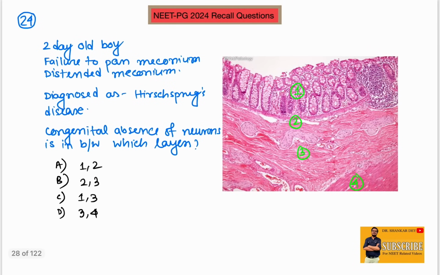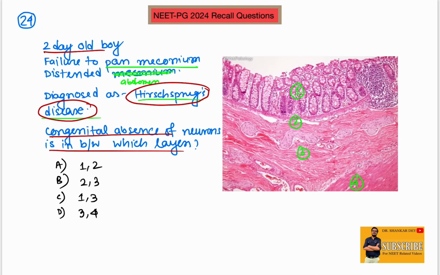Coming to question number 24, a 2-day-old boy failed to pass meconium, and there was a distended abdomen, diagnosed as a case of Hirschsprung disease. The question asks, congenital absence of neurons in which layer causes this pathology? I think one image was given and the layers were marked: this layer is mucosa, this layer is submucosa, this layer is muscularis layer, and this is serosal layer.